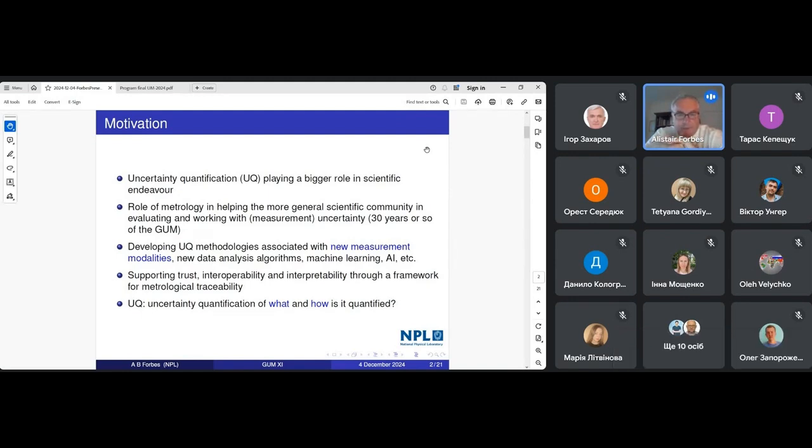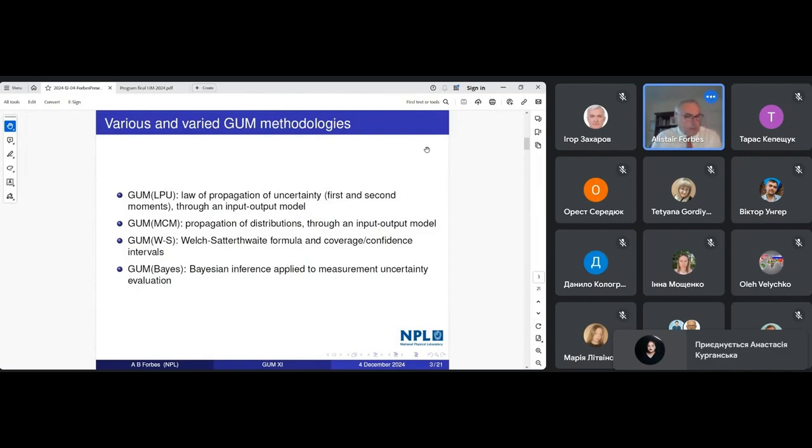People are very interested in uncertainty quantification, but my issue is: what is the thing that we're trying to quantify the uncertainty of, and how is it quantified? People are looking to the GUM documents to provide guidance, but the GUM methodologies are not all the same. In my head there are four GUM methodologies. The first is the GUM LPU, based on the law of propagation of uncertainty: propagation of first and second moments, as means and variances, through an input-output model. That's been used for hundreds of years. We can also talk about propagating higher moments, in particular kurtosis, and Professor Sakharov has written some very interesting papers on that issue.